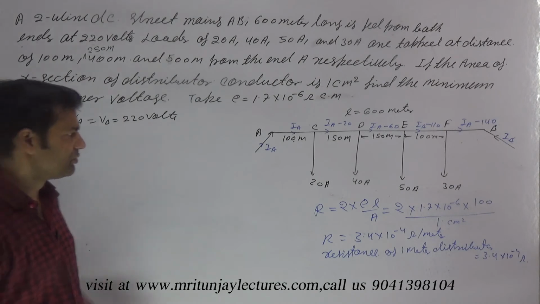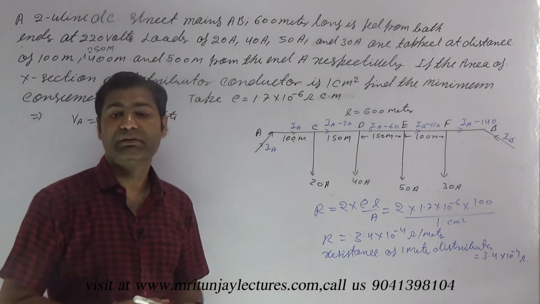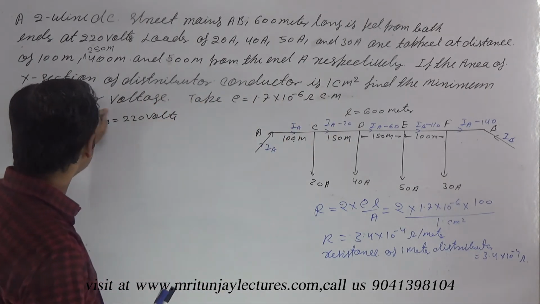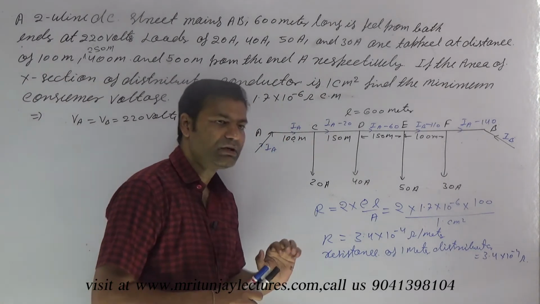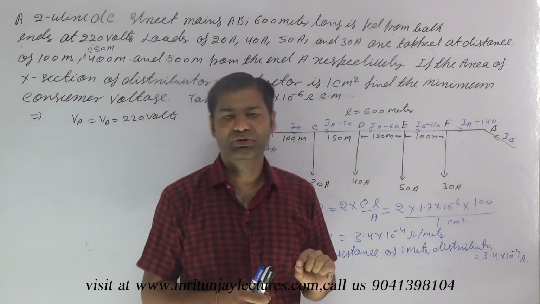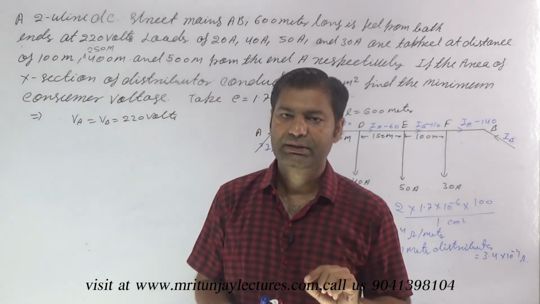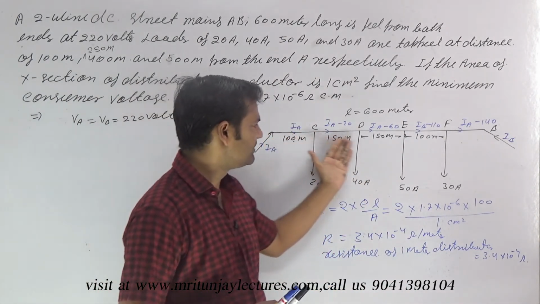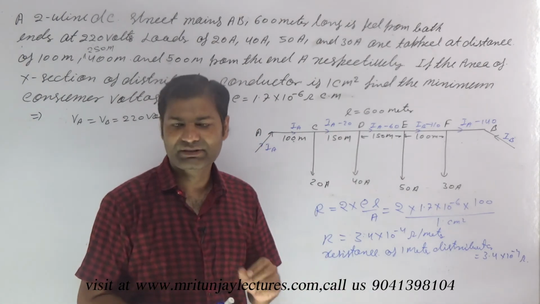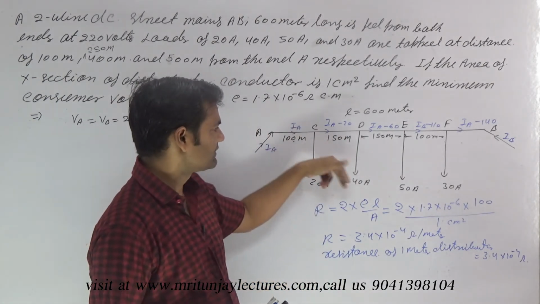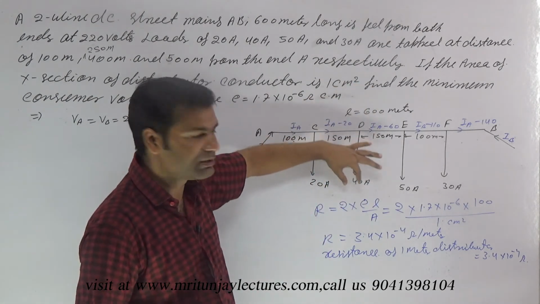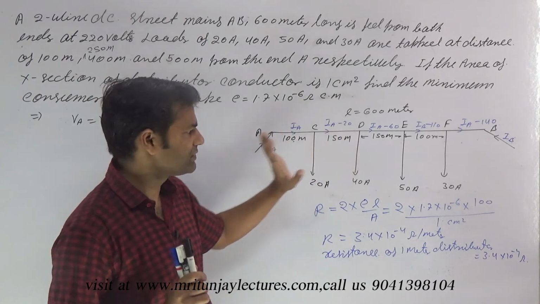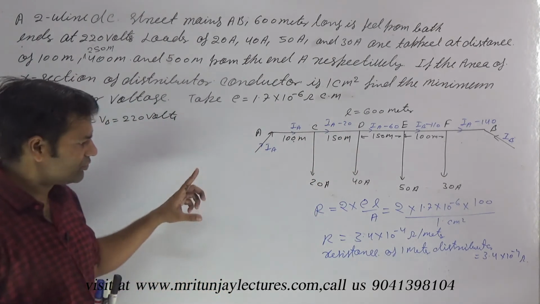Now, the next one: our motto is to determine the minimum consumer voltage. Minimum voltage means maximum current. I don't know which point has the minimum voltage, so first of all determine the direction of current. Suppose Ix and Iy are going through here, then this one represents the minimum voltage. First of all, going to the basics.